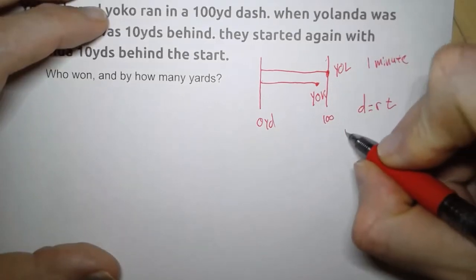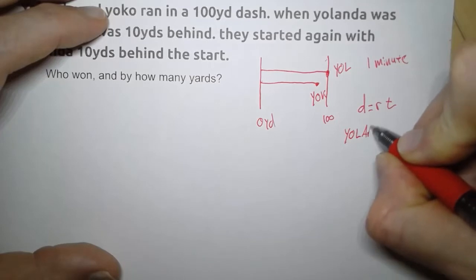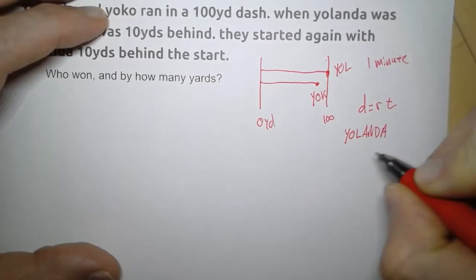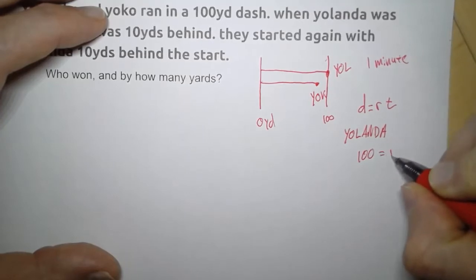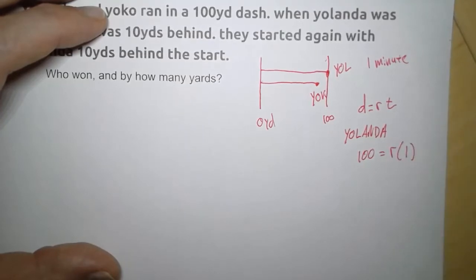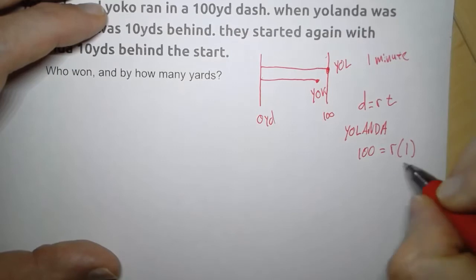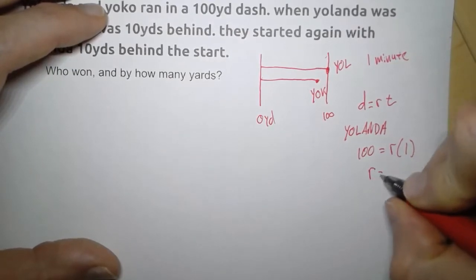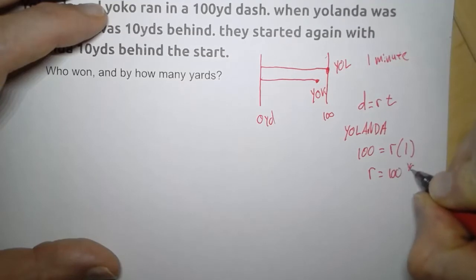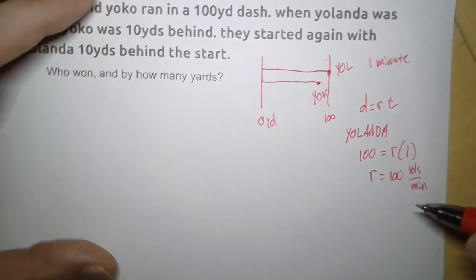For Yolanda, after 1 minute, she had traveled 100 yards. So we put in 100 for distance. We don't know the rate, and we put 1 in for the time. This is why we use 1, because it tells us our rate is also 100 yards per minute. So this is how fast Yolanda is running.